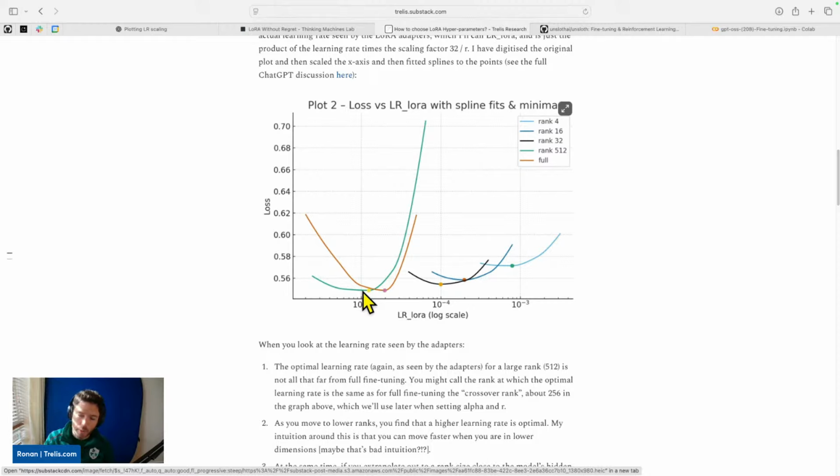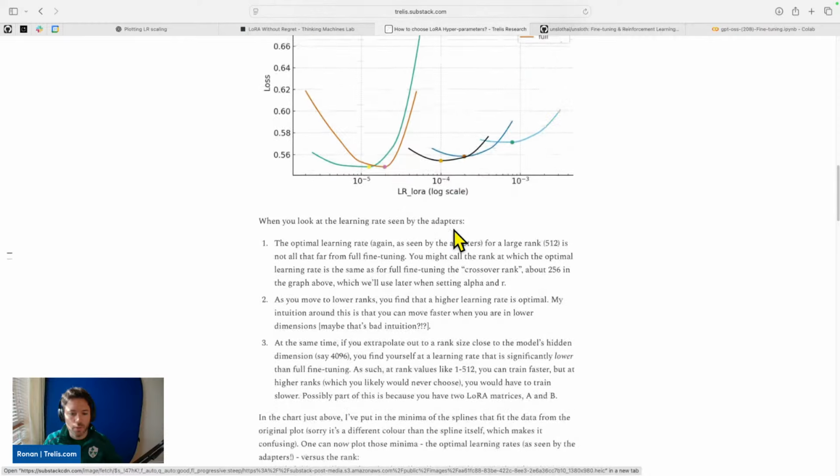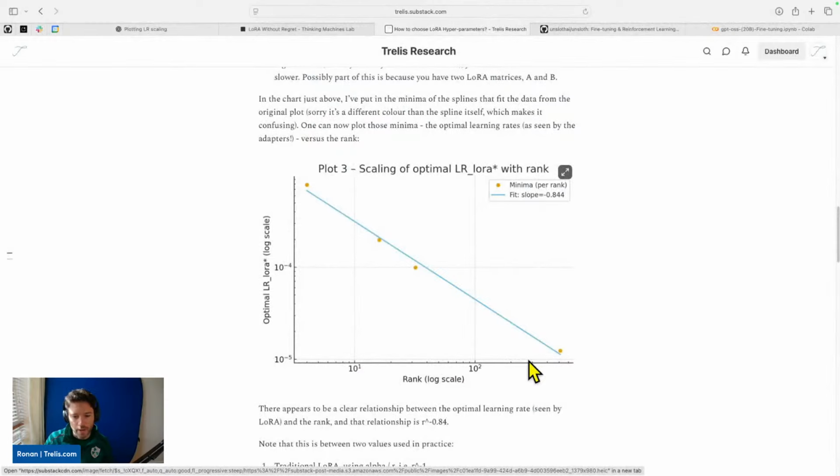And if you take the optimum on each of these curves, so if you now say, okay, what is the optimal learning rate that the parameters should see for each of these ranks and for full fine tuning? If you plot those versus the rank, so here we've got the optimal learning rate that the LoRA adapters see versus the rank, you can see there's this very clear curve here. And you can see the curve slope is minus 0.84, okay?